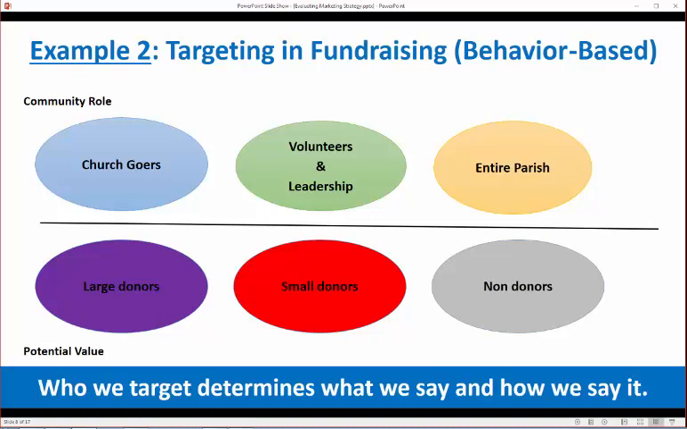And so if we segment it that way, then the communications we use, the way we express and try to deliver our value is going to be different than if we were to segment the same group, the same market, based on the size of potential donation. We might look at this and say, you know what, we're really not concerned with their role in the community. We want to segment and think about their potential value to whatever we're asking them to donate to. So we're going to look at large donors, small donors, and non-donors.